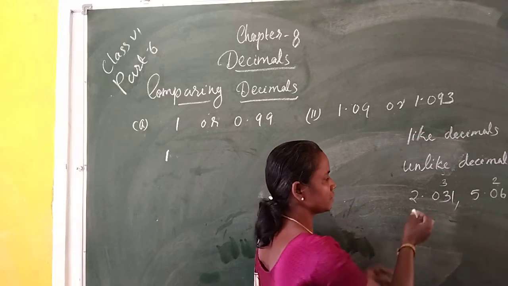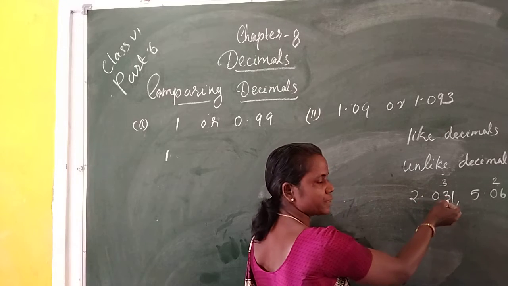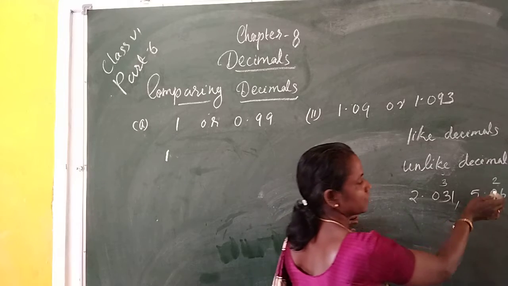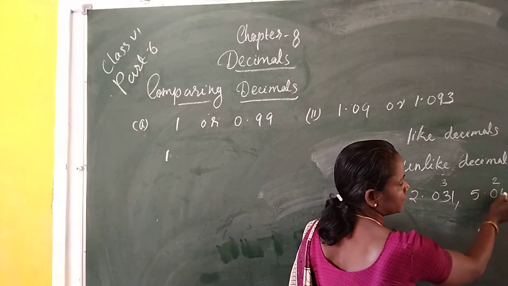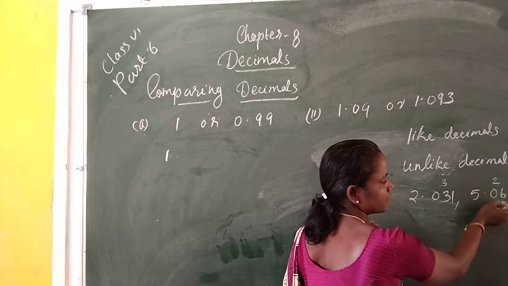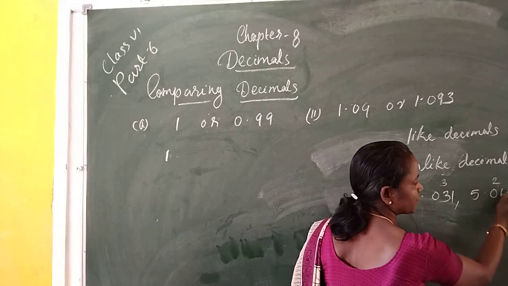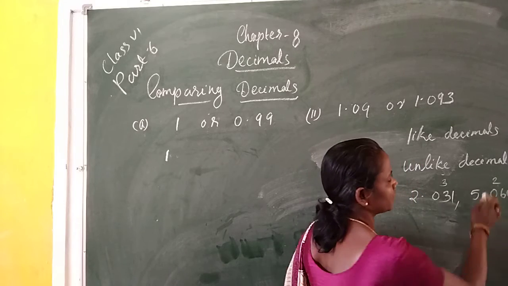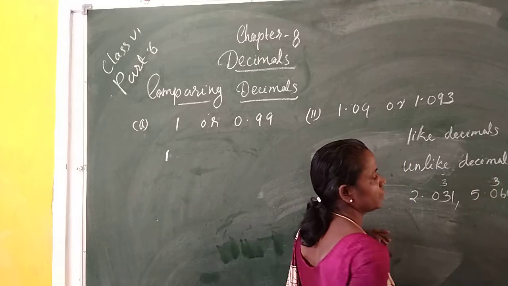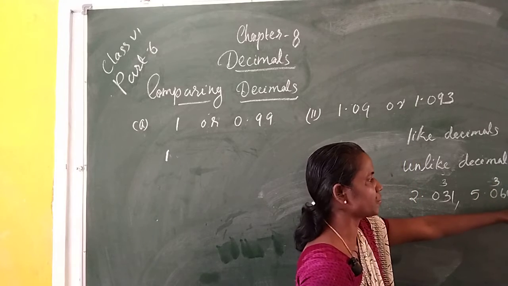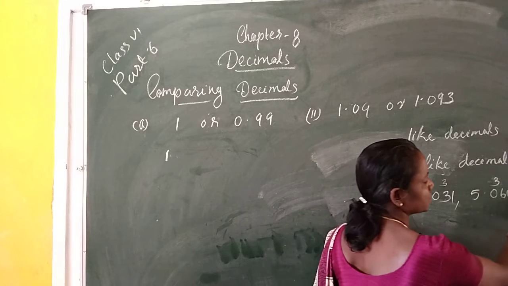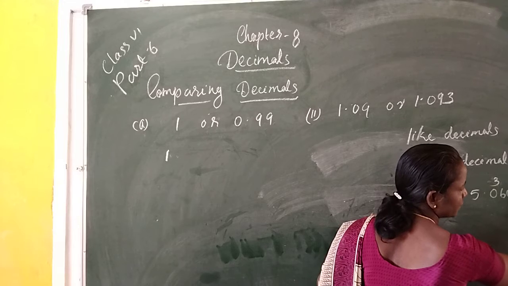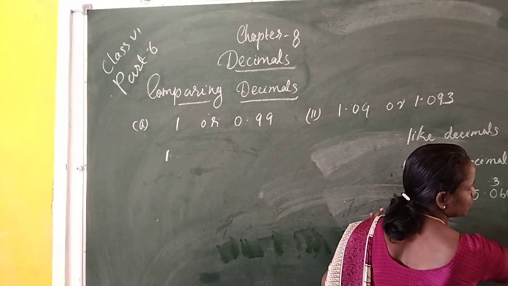This unlike decimal we can convert into like decimal. How? Look, this one has how many digits after the decimal? 3 digits. Here, 2 digits. So after the last digit we write 0. Now you look, how many digits? 3 digits. Then this 3.2, how many digits? 1 digit. So after the tenth place on the right side we write how many 0s? 2 zeros.